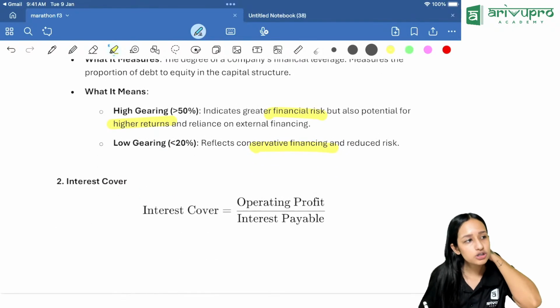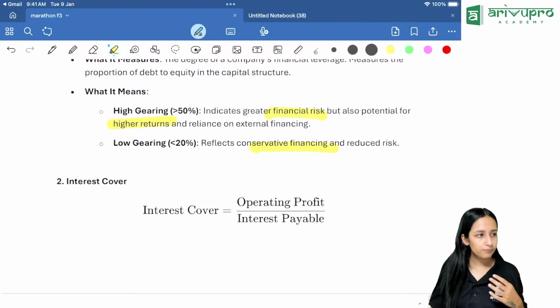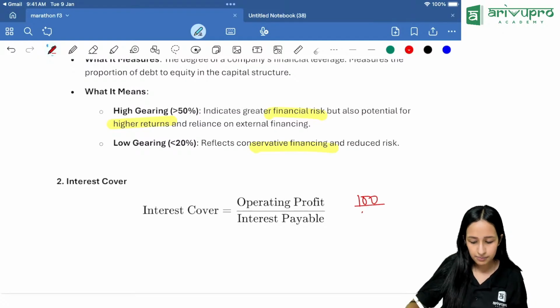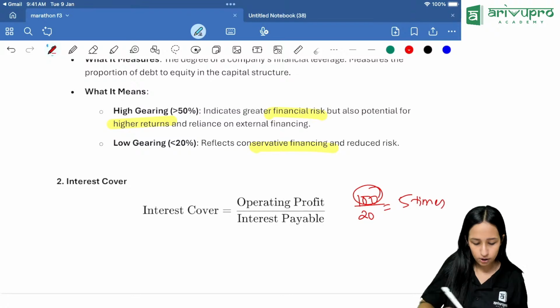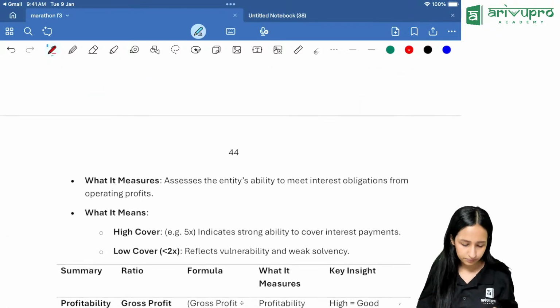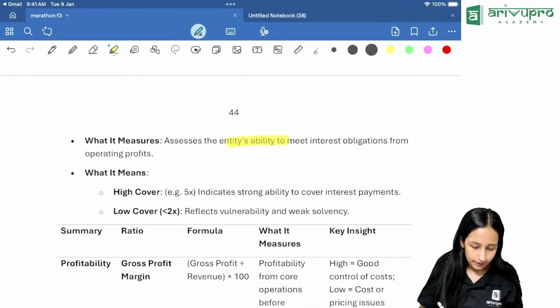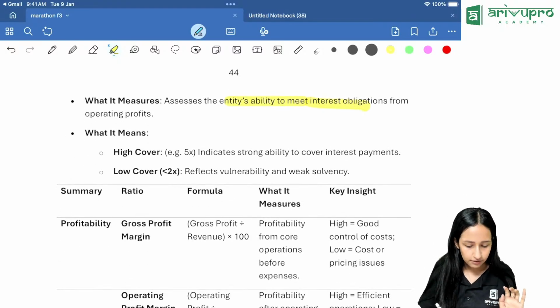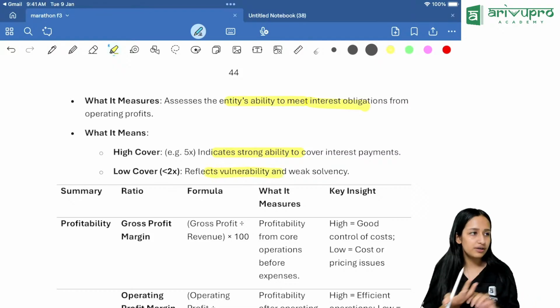Interest cover: how much profit are you making to pay the interest? For example, the profit for the year is 100, interest payable is 20. So with this particular 100, 5 times you can pay your interest. That is what it shows. Do you have the ability to meet your interest is what it shows. If it's a high cover, then strong ability. If it is low cover, then it is weak solvency.